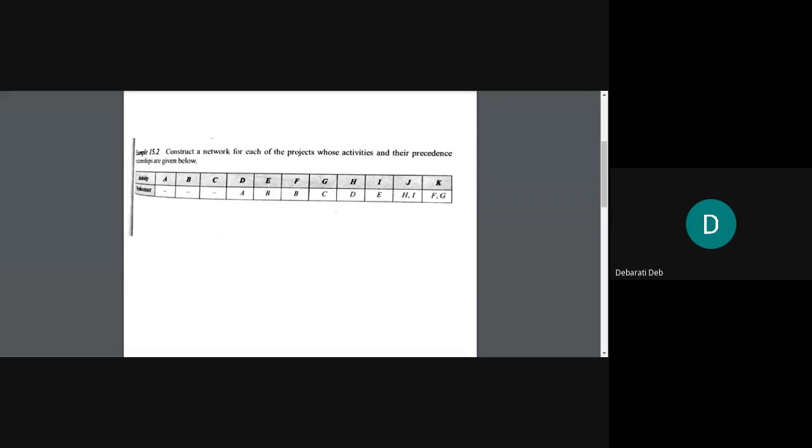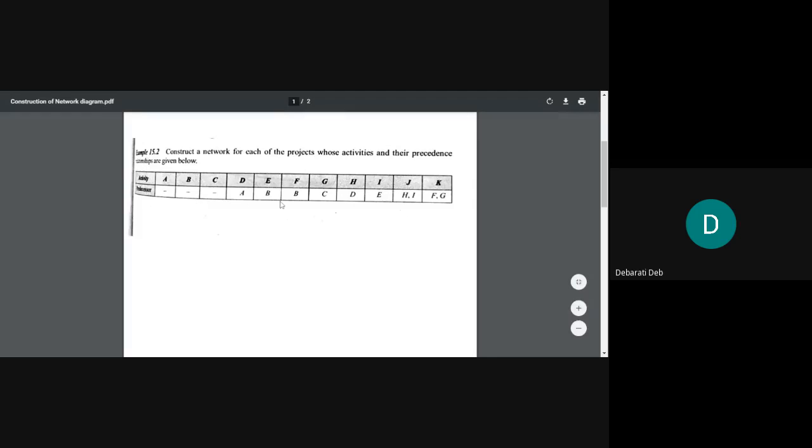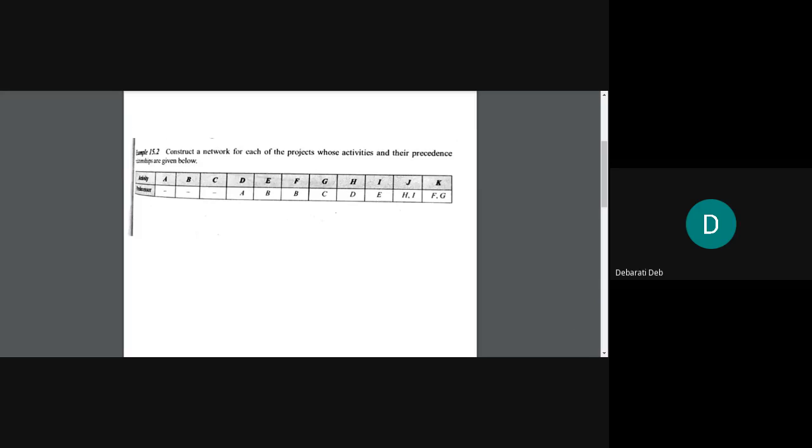Today we'll do the next problem on the construction of network diagram. Yesterday we started and we did a simple one having dummy activity. This is the second one. If you have the book which college has given you, you can practice on your own. There are so many problems for construction of the network.